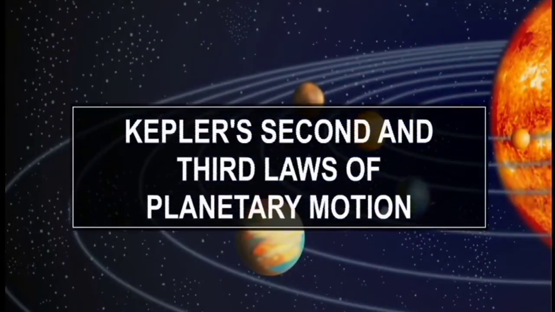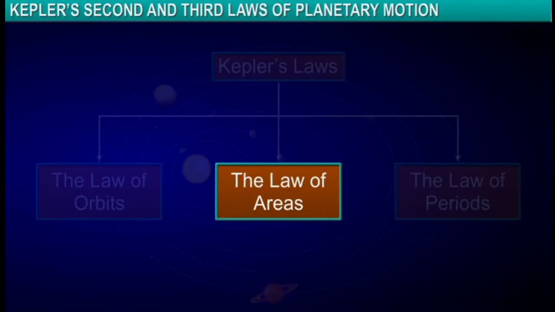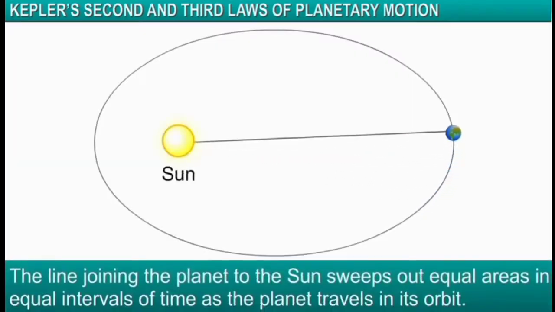In this module, you will learn about Kepler's second and third laws of planetary motion. Kepler's second law of planetary motion, also known as the law of areas, states that the line joining the planet to the Sun sweeps out equal areas in equal intervals of time as the planet travels in its orbit.